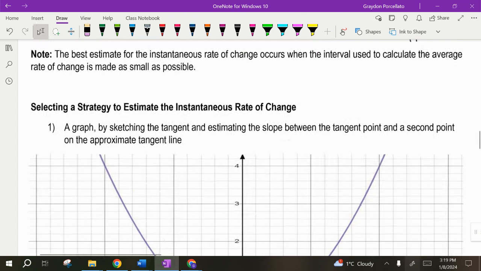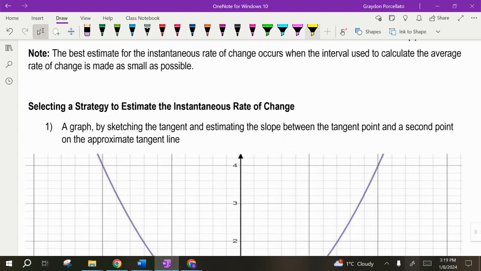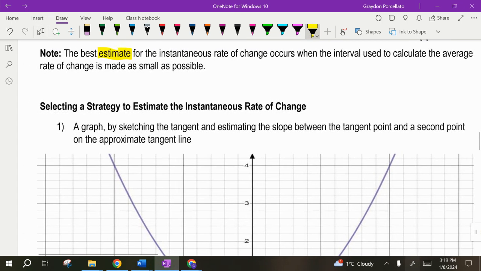So the idea here is that the best estimate for instantaneous rate of change occurs when the interval used to calculate average rate of change is made as small as possible. So basically, in order to estimate instantaneous rate of change, we're just picking 2 points that are really, really close together, okay, and doing average rate of change. Okay, so that's the idea.